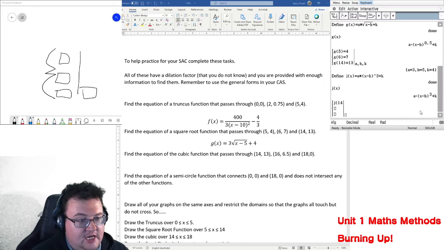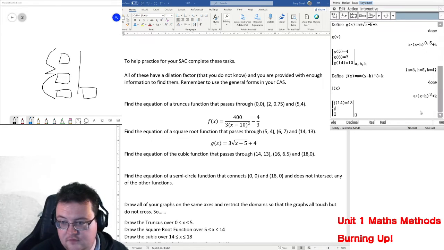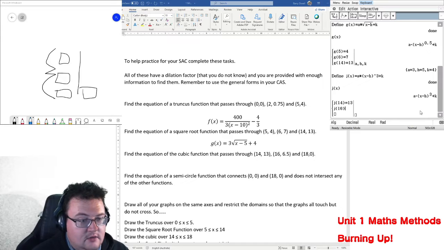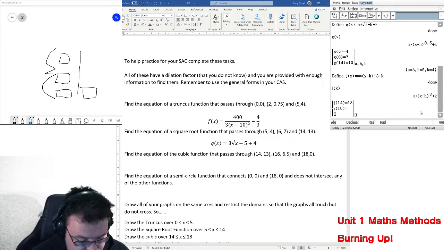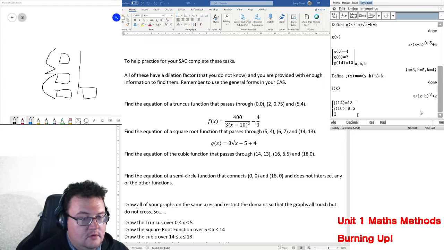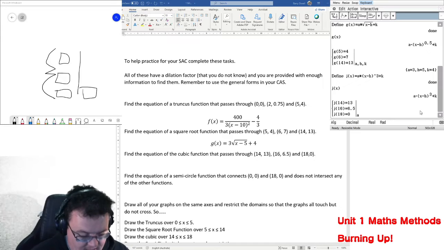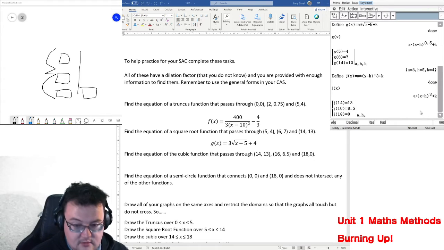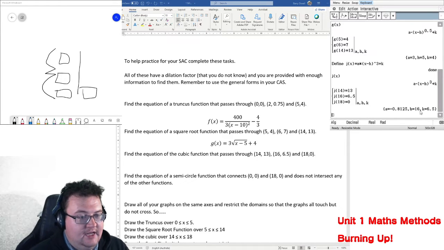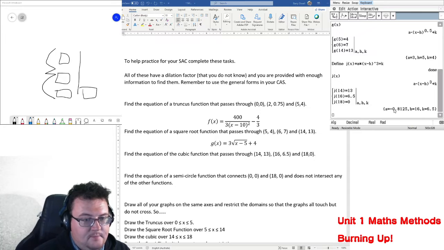J of 14 is equal to 13. J of 16 is 6.5. And J of 18 equals 0. And I'm looking for A, H, and K. And it spits out my answers for me.